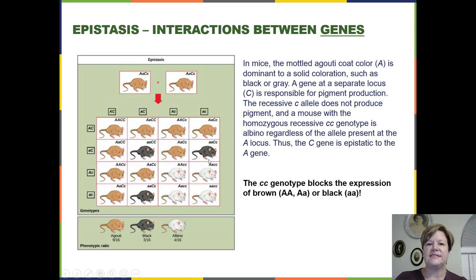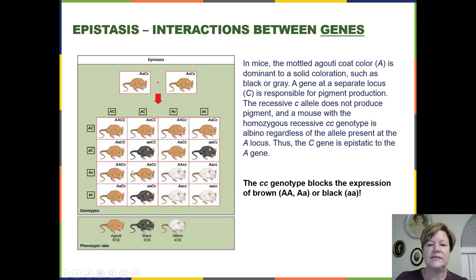All right, epistasis, one of my favorites. This picture is mice, but I like to use Labrador retrievers because they follow this rule. In Labrador retrievers, there are three coat colors: black, brown, and yellow. In this picture, these are mice, and they're brown, black, and white, but it doesn't really matter.